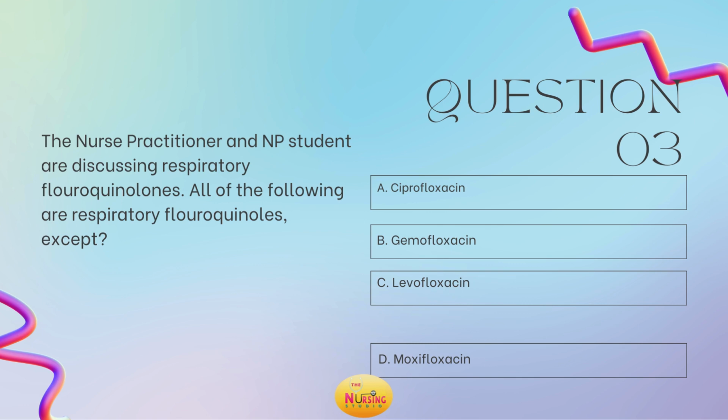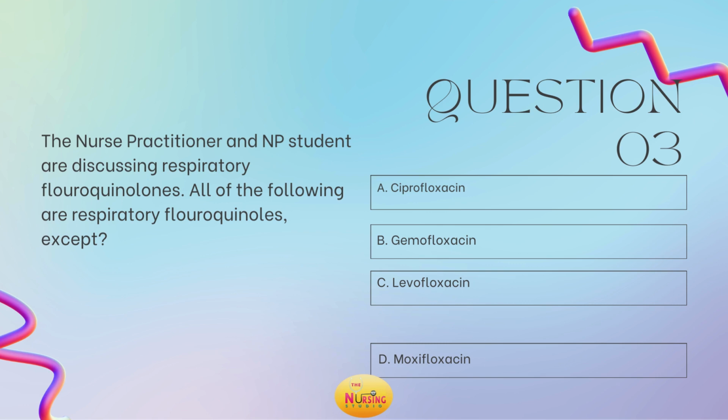All right, the stem of the question states all of the following are respiratory fluoroquinolones except. So knowing your respiratory fluoroquinolones, A, ciprofloxacin, yeah, that's your answer, ciprofloxacin. Because remember, ciprofloxacin is a fluoroquinolone, but it's not a respiratory fluoroquinolone. B, gemifloxacin, is a respiratory fluoroquinolone. C, levofloxacin, and D, moxifloxacin, are all respiratory fluoroquinolones.